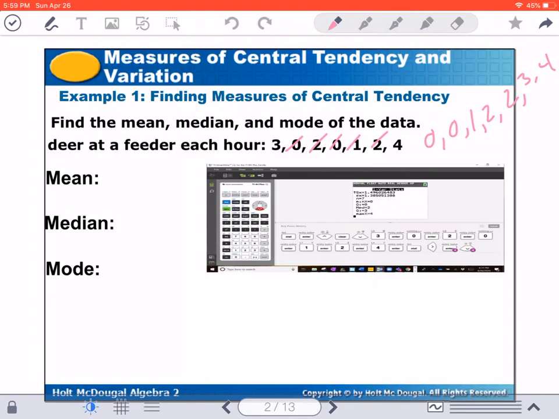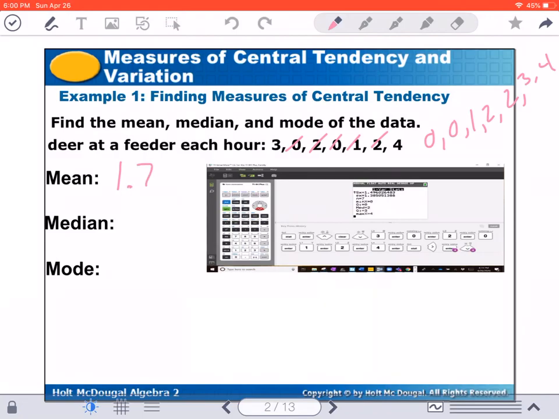So if I add all of these together, I get 3 plus 2 is 5, plus 3 is 8, plus 4 is 12. Okay, 12 divided by 7 is about 1.714285, etc. I'm going to round that to the nearest tenth, so it's about 1.7.